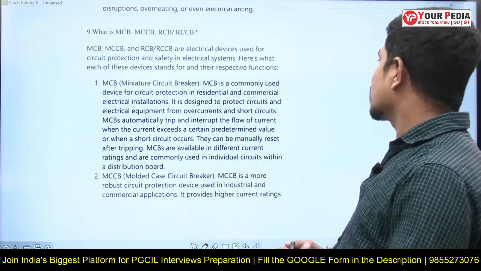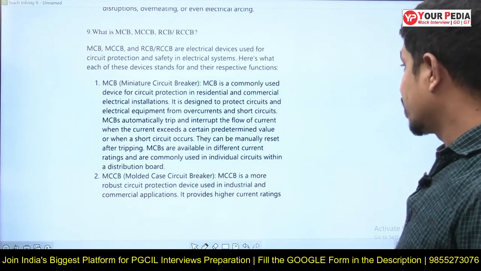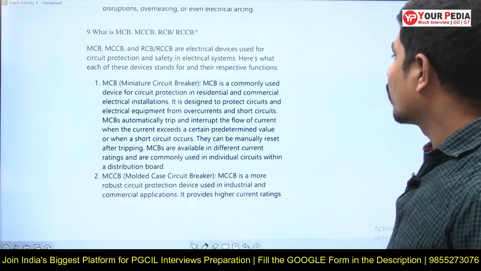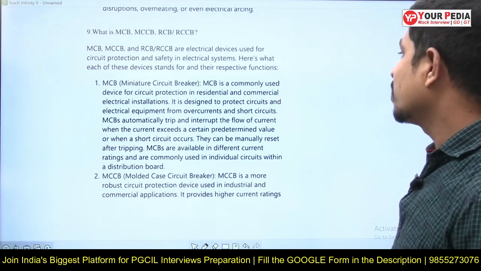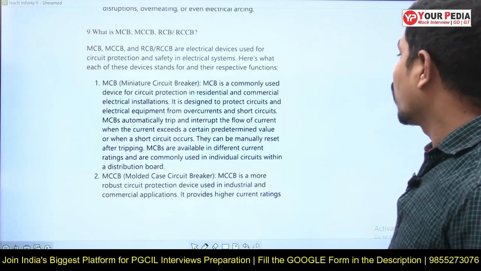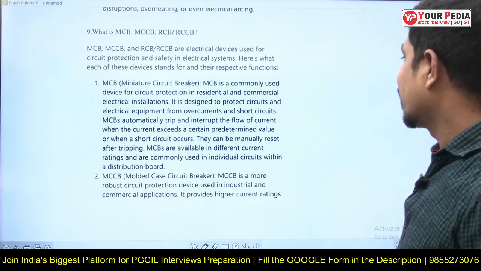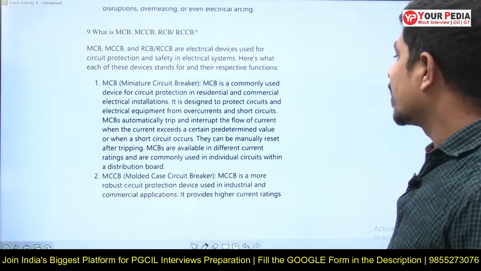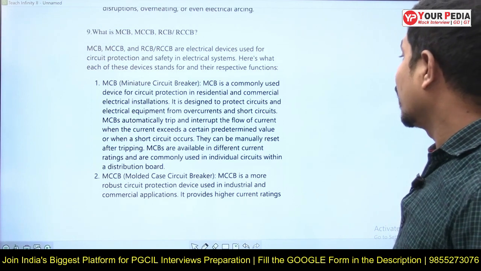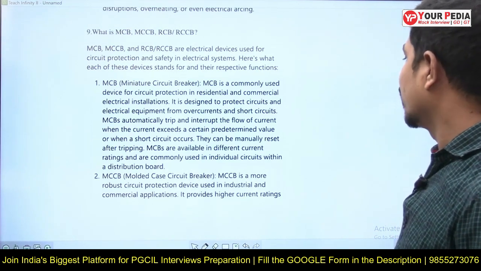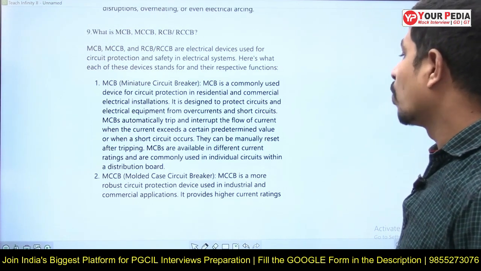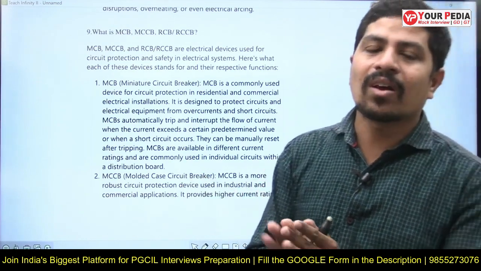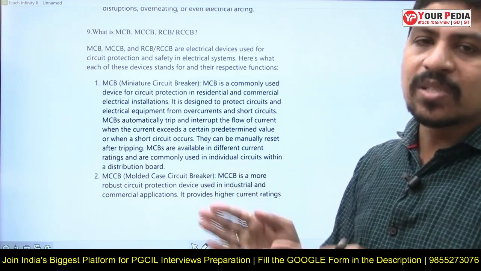Read about it. MCB is a commonly used device for circuit protection in residential and commercial electrical installations. It is designed to protect circuits and electrical equipment from overcurrents and short circuits. MCBs automatically trip and interrupt the flow of current when the current exceeds a certain predetermined value or when a short circuit occurs. They can be reset after tripping. MCBs are available in different current ratings and commonly used in individual circuits within a distribution board. I think all of you got it. Very simple thing. Whenever current is more than some predetermined value, MCB will trip.